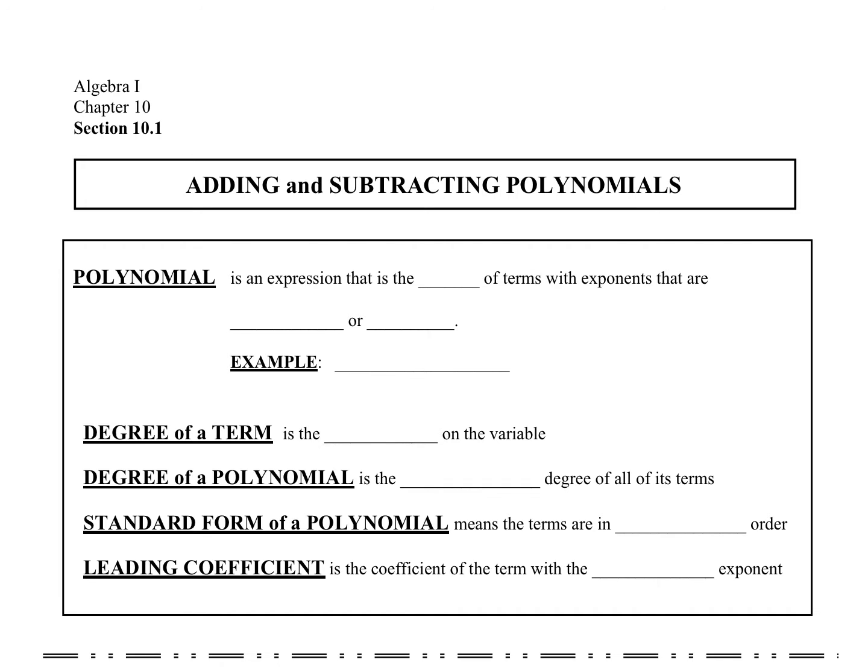So let's just talk about what the definition of a polynomial is. A polynomial is just an expression that is the sum of terms with exponents that are either positive or zero. An example of that would be 2x cubed plus 5x squared minus 4x plus 7. So that's an example of a polynomial. Other examples would be x plus 3 or x squared minus 3x plus 5.